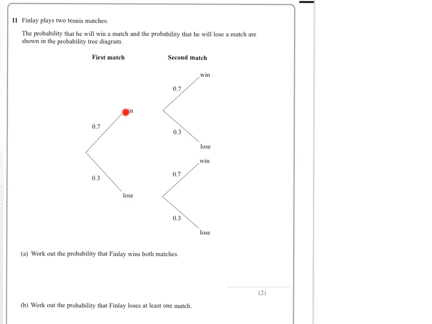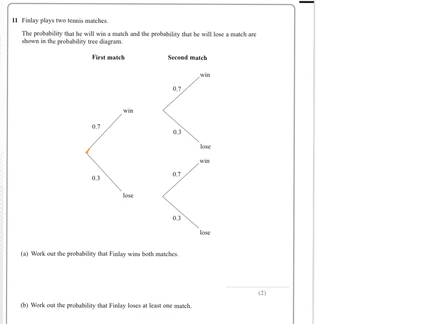If he then won the first match, then the win for the second would be the same, and the lose for the second would be 0.3. Again, adding up to 1 each time. We're asked to work out the probability that Finley wins both matches.